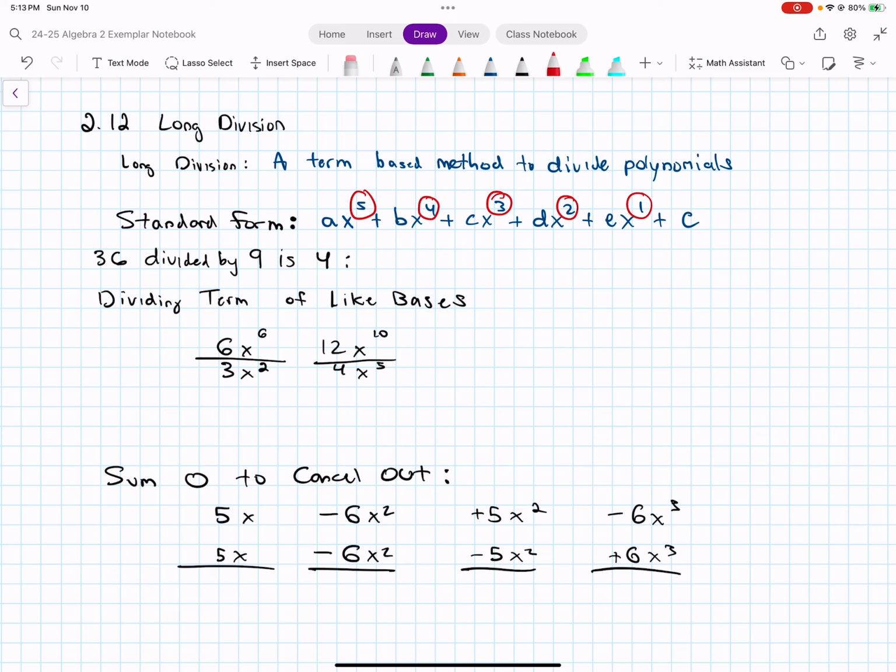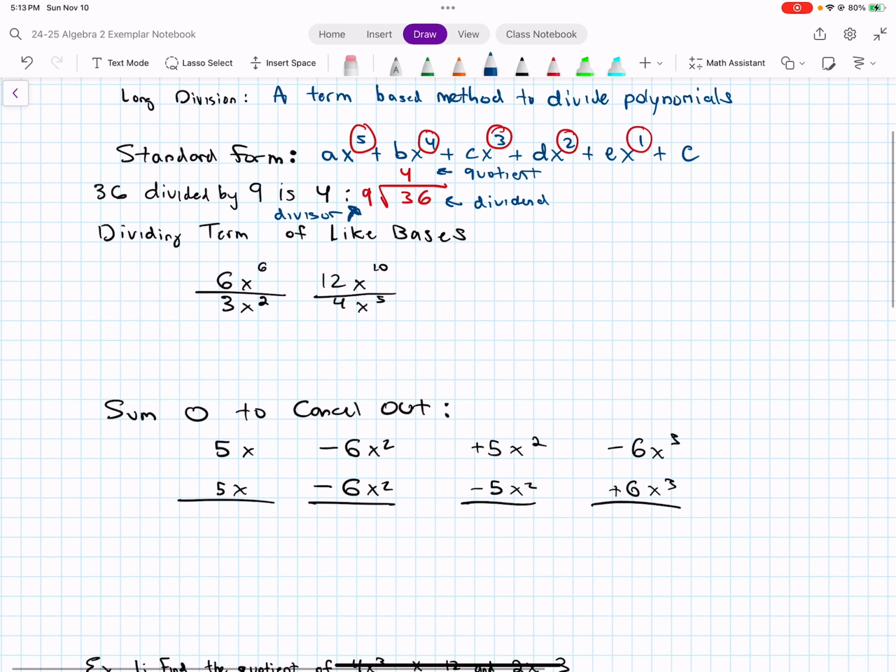Also, a quick reminder, 36 divided by 9 is 4. We're going to write it as 36 divided by 9 is 4. Whereas 4 is the quotient, which is the result of this dividing dynamic. This is the dividend we're dividing from. And this is what's called the divisor. All right. When we're doing long division, this is the setup we're going to be using.